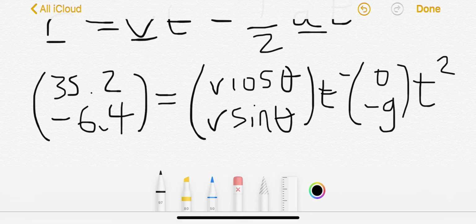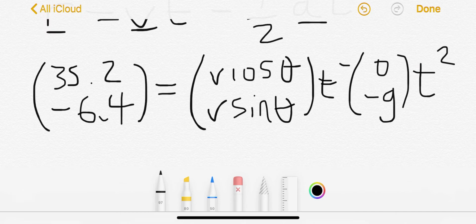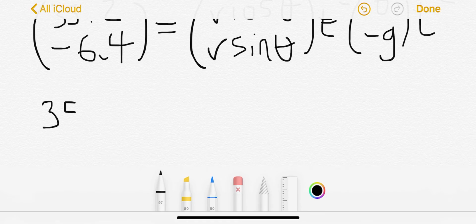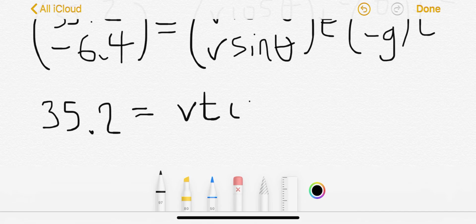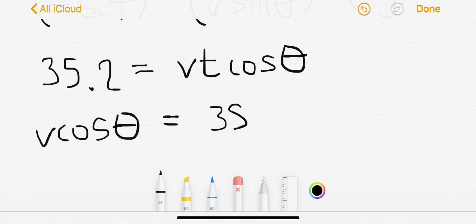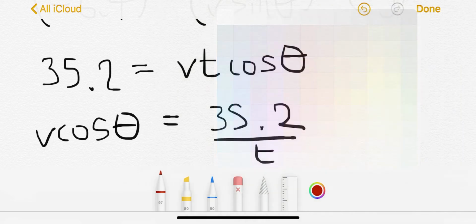Now let's just take the 2 components of this. Taking the horizontal component, we get 35.2 equals Vt cos theta. Let's make V cos theta the subject of that. So V cos theta equals 35.2 divided by t, and I'm going to call that equation 1.